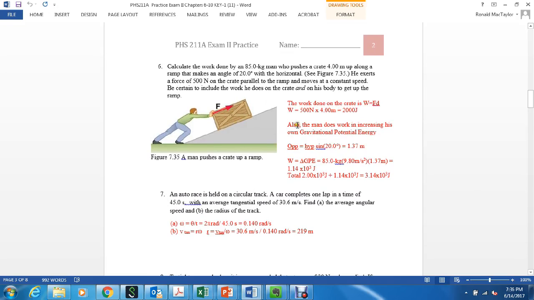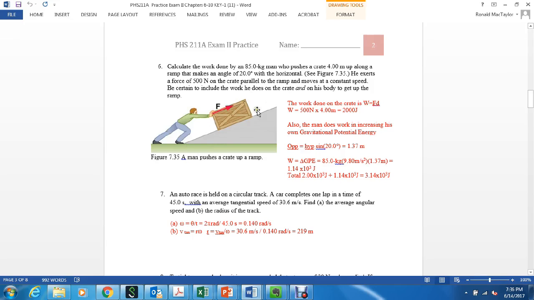Similarly, but a little bit different, in order to do work on this crate, shoving it up an incline, it's going to be fairly straightforward. If the height here is 4 meters, that it goes up, then we could say work equals force times distance, 500 newtons times the 4 meters along the incline. So 2,000 joules. The man also does work increasing his own gravitational potential energy.